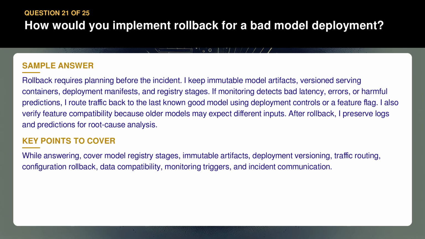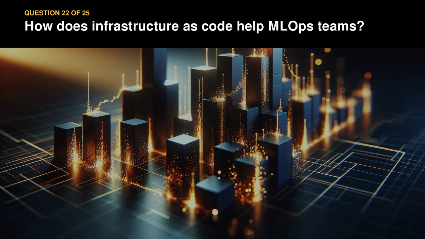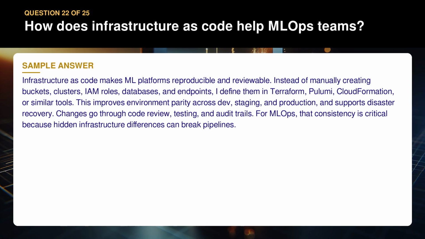While answering, cover model registry stages, immutable artifacts, deployment versioning, traffic routing, configuration rollback, data compatibility, monitoring triggers, and incident communication. Question 22. How does infrastructure as code help MLOps teams? Infrastructure as code makes ML platforms reproducible and reviewable.